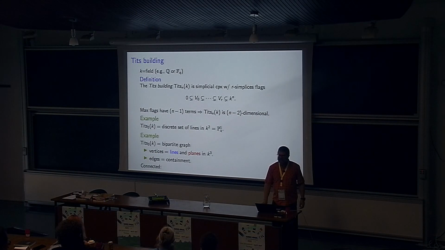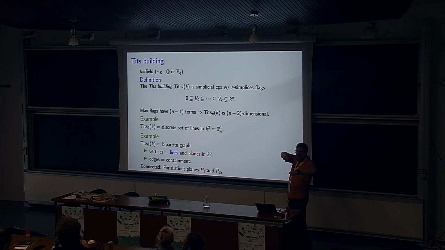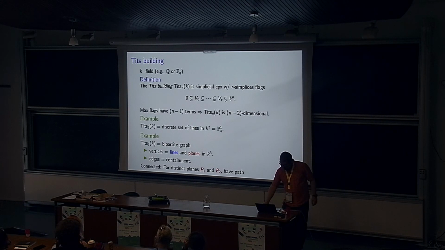By the way, I forgot to say the Tits building is always connected, starting from n equals 3. Let's think about why it's connected for Tits 3. If we have two distinct planes, P1 and P2, we want to find a path between them. That's enough to prove it's connected, since a line is always contained in some plane. So we want to find a path between two distinct planes, P1 and P2. How do we do that? We have the following path.